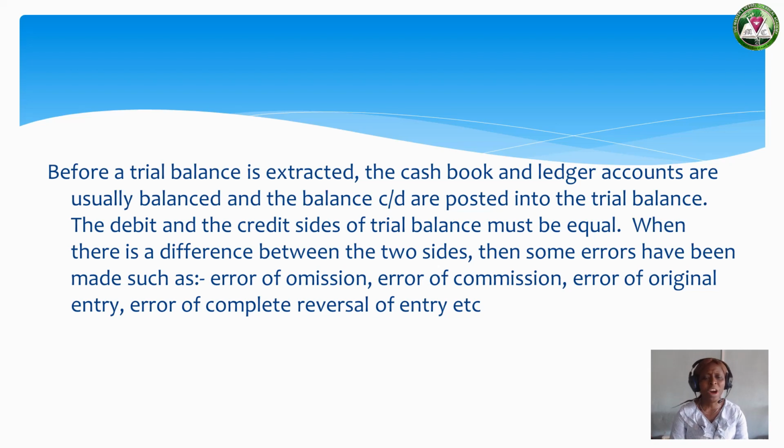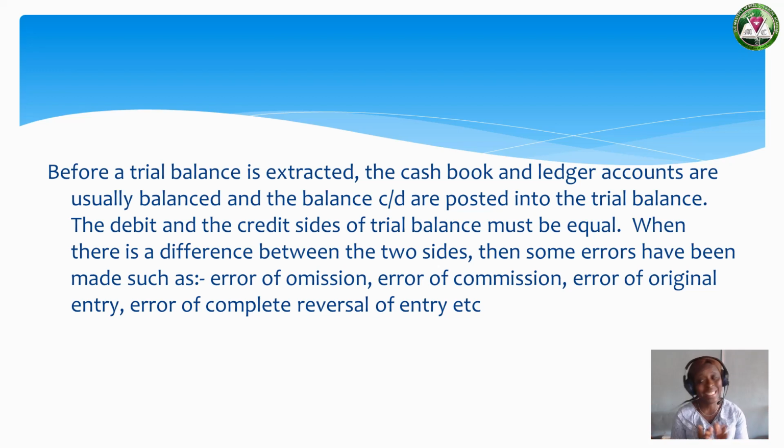Now, remember again, before a trial balance is extracted, remember we have done this, it's just a revision because of your exam. Before a trial balance is extracted, the cash book and the ledger accounts are usually balanced. You prepare them and balance them. And the balance c/d, we already know what balance c/d is. At the end of balancing your account, the balance you have is called the balance carried down, and it is posted into the trial balance. Then you know if they are equal. They must be equal. The two sides must be the same figure before you know that your account is accurate.